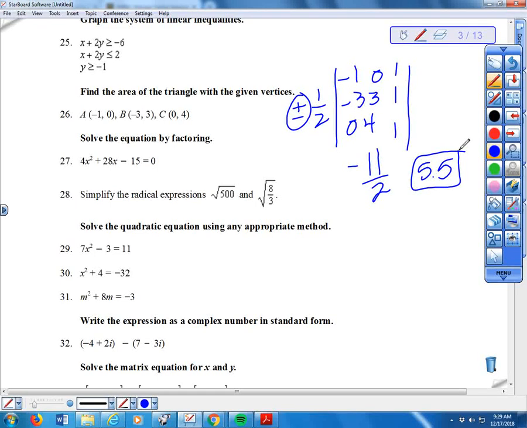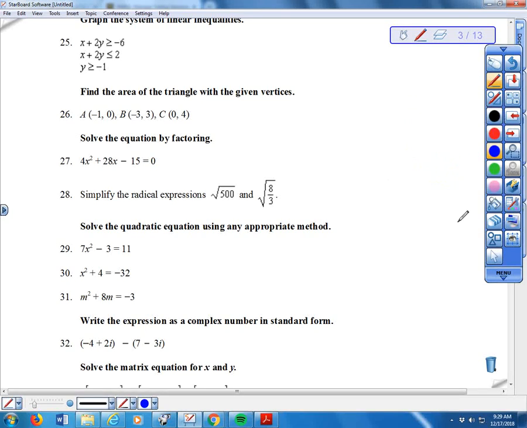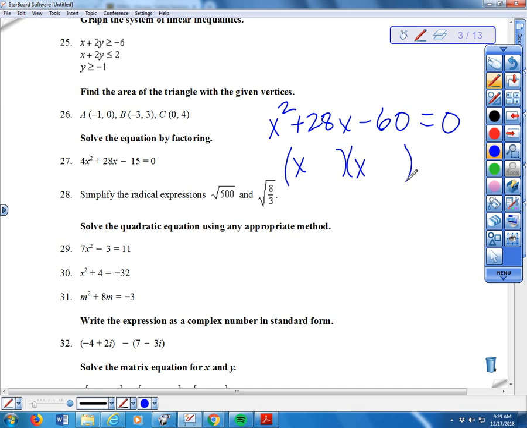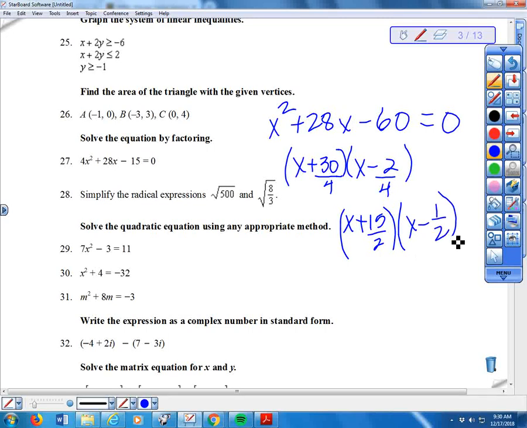All right, solve the equation by factoring. So I can't factor anything out, so I'm going to take 4 times 15. Bottoms up. Yep. One's positive, one's negative. 30 and 2. And 30 has to be positive. Then I have to divide by 4. Simplify. And then bottoms up.